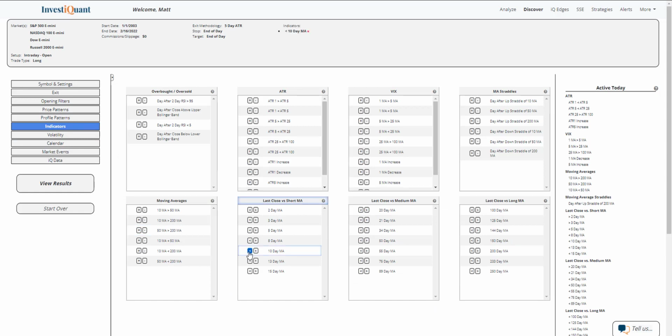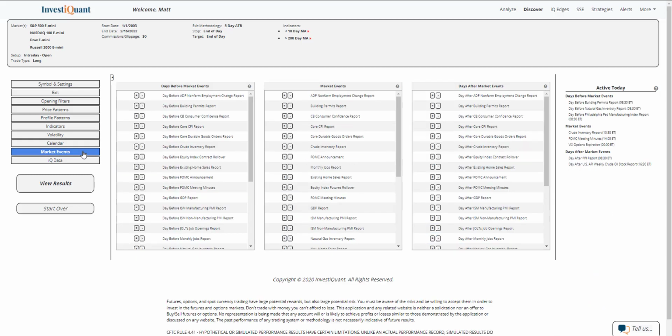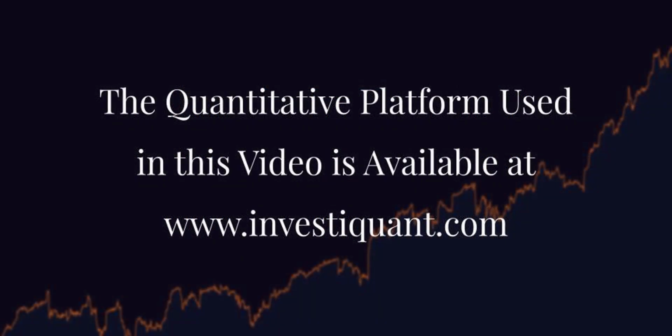We did close below a 10-day simple moving average yesterday. However, we did move above the 200-day simple moving average yesterday, so I've added both of those. The next thing I want to do is head down to this market events library, and from the active today section, the market events right here in the middle, FOMC minutes, that is at 2 o'clock this afternoon. You can see the timestamp next to it to let you know when that is. That comes from our day of market events category here in the middle. I've got that selected. Now I can click view results.